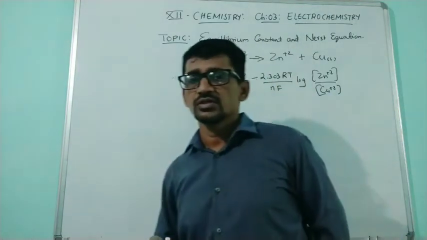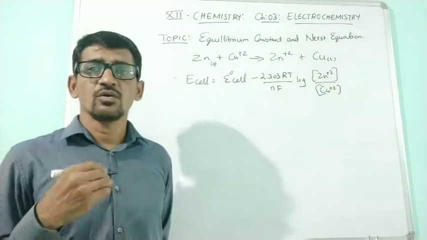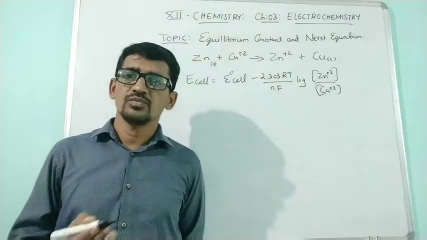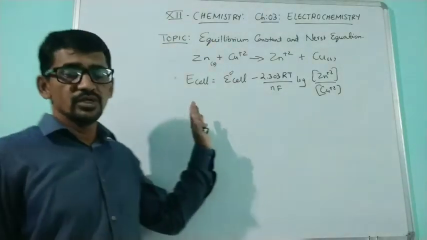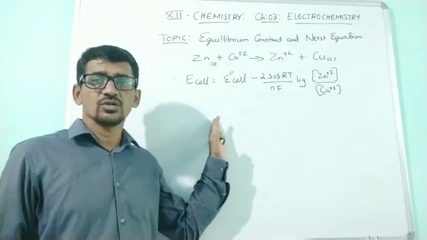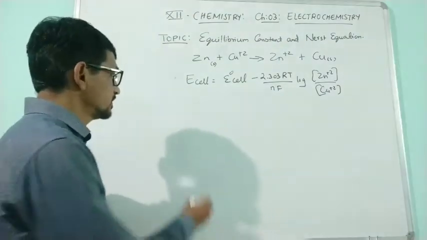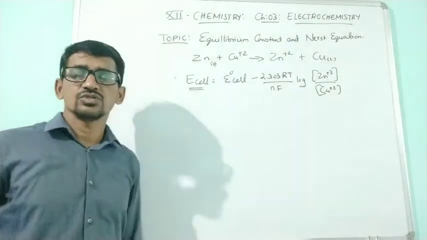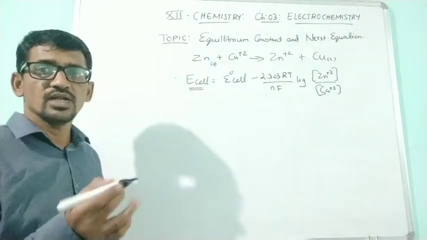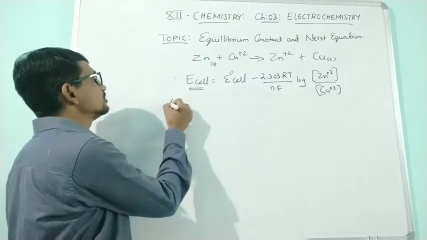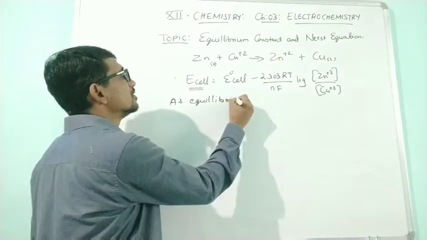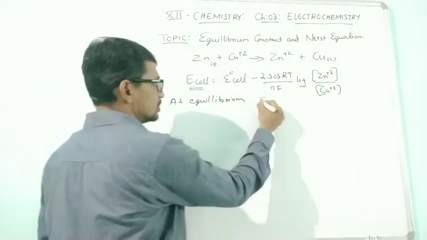In this Nernst equation, if the reaction goes on and on, then after a particular time, the reaction will come to equilibrium. At equilibrium, there is no change in the concentration of reactant and product. And the cell potential value will turn to 0, because no electron transfers. So at equilibrium, this E cell is equal to 0.